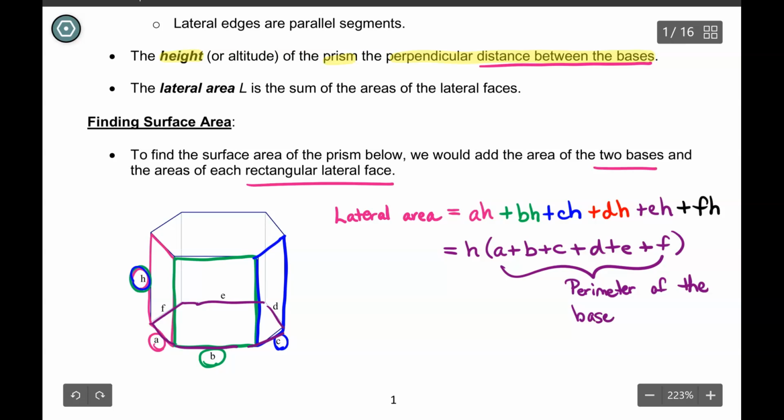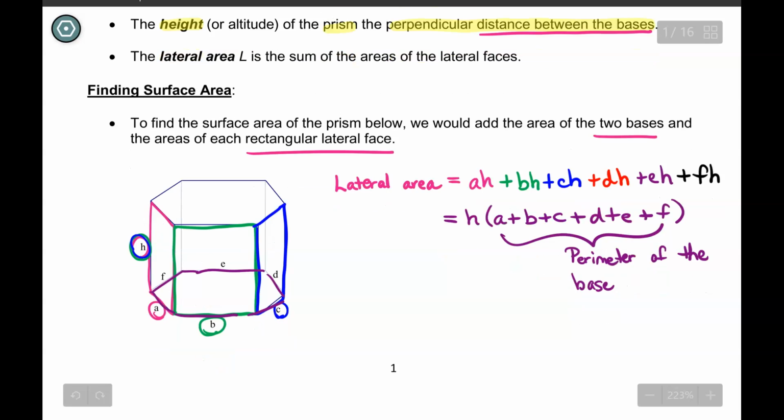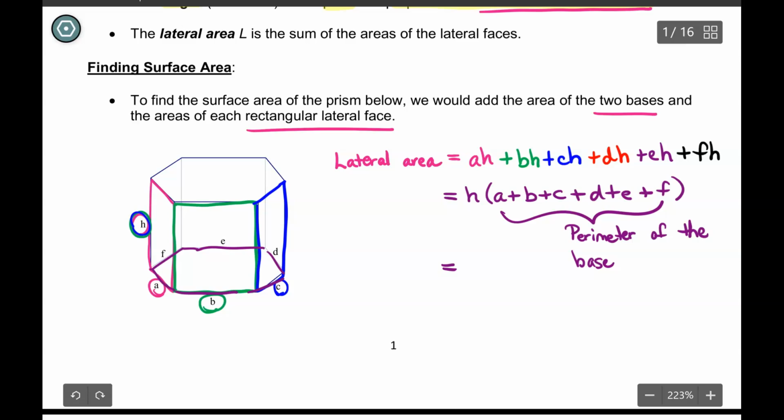So to abbreviate this, we're going to just look at the perimeter of the base times the height. To simplify it, because we don't want to have to write this all out. That's kind of annoying, right? So we're going to simplify it by just finding the perimeter and multiplying it by the height. That takes care of all the lateral area.